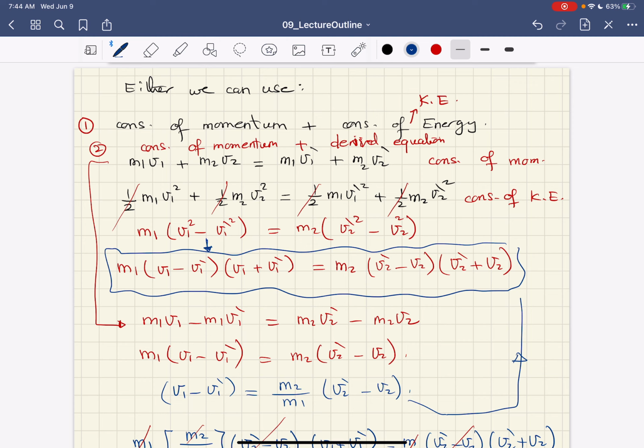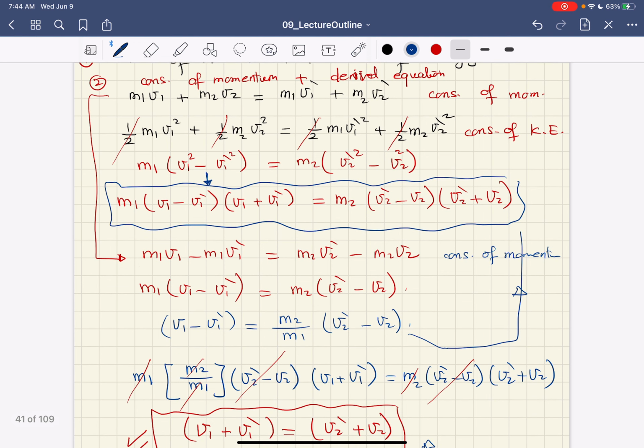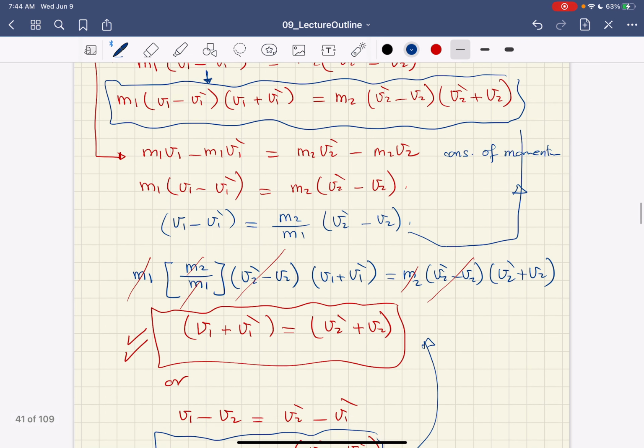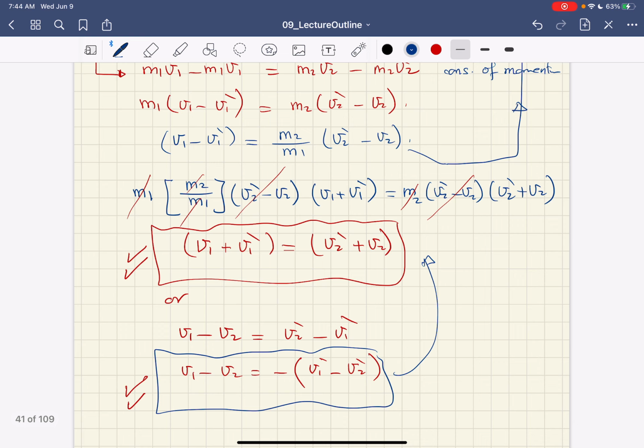And then I also took the equation which is here. This is the conservation of momentum. I rearranged my terms, and then I plugged in the values. Finally, I have v1 plus v1 prime equals v2 prime plus v2. Sometimes we call this the relative velocity before and after. They should be equal in magnitude, opposite in direction.